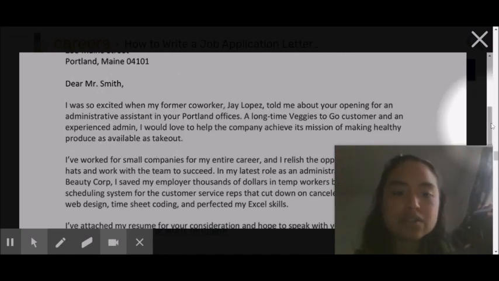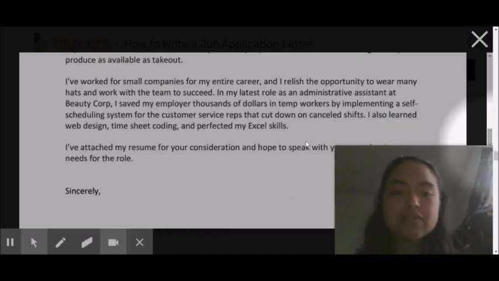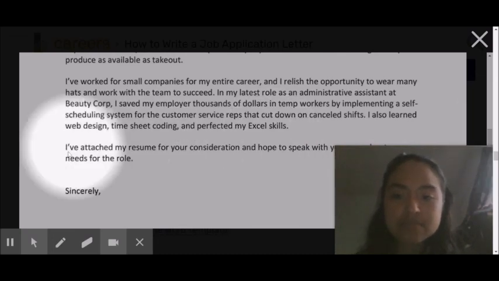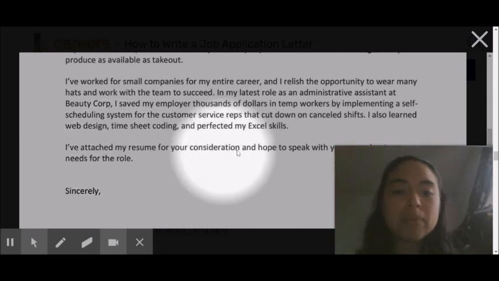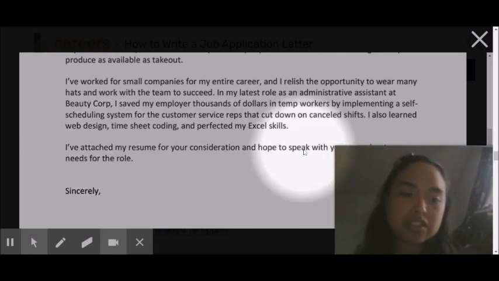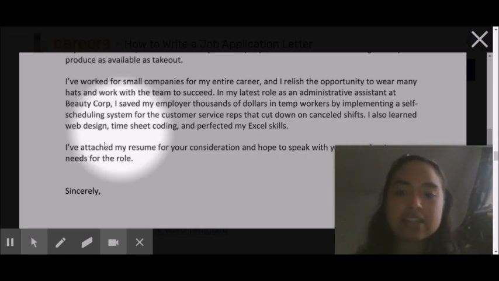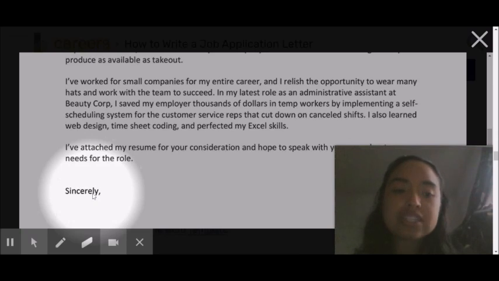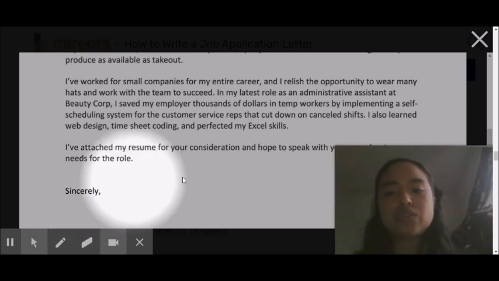If we continue to scroll down, we will find the closing line. She is attaching her resume, and she is hoping to speak with the human resources department for her to be considered for the job. At last, we see her signature, which is sincerely. She could also have used yours faithfully, yours sincerely. Those two are extremely formal. In this case, she only chose to use sincerely.